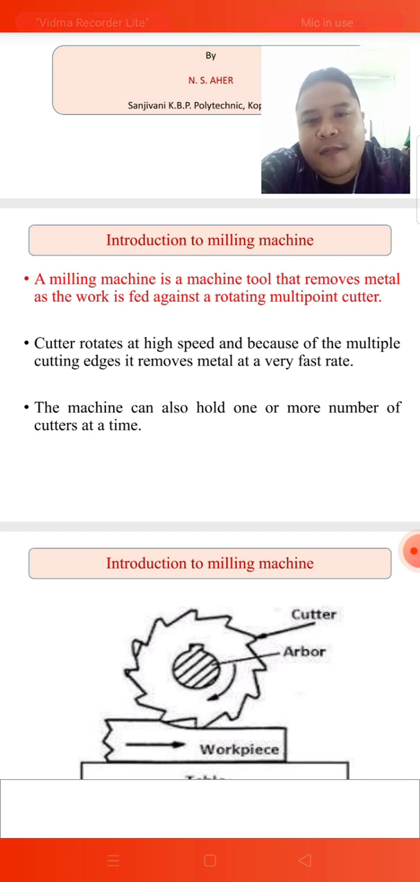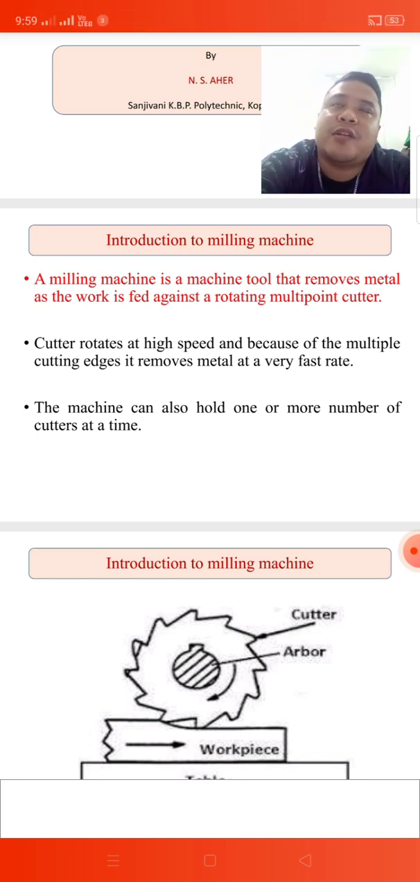Okay? The cutter rotates at high speed, and because of the multiple cutting edges, it removes metal at a very fast rate. The machine can also hold one or more cutters at a time. So that is a big advantage. The milling machine can hold one or more cutters at a time, so we can mount several cutters in just one operation. We can set that up.